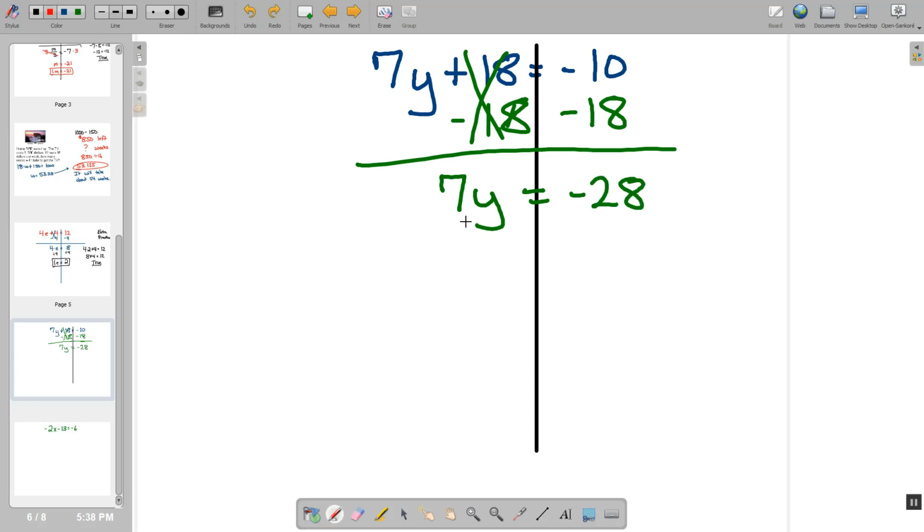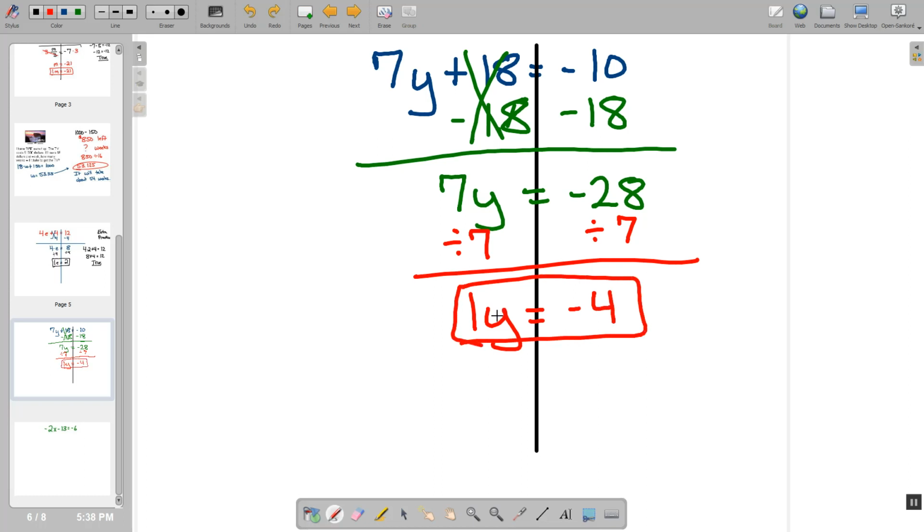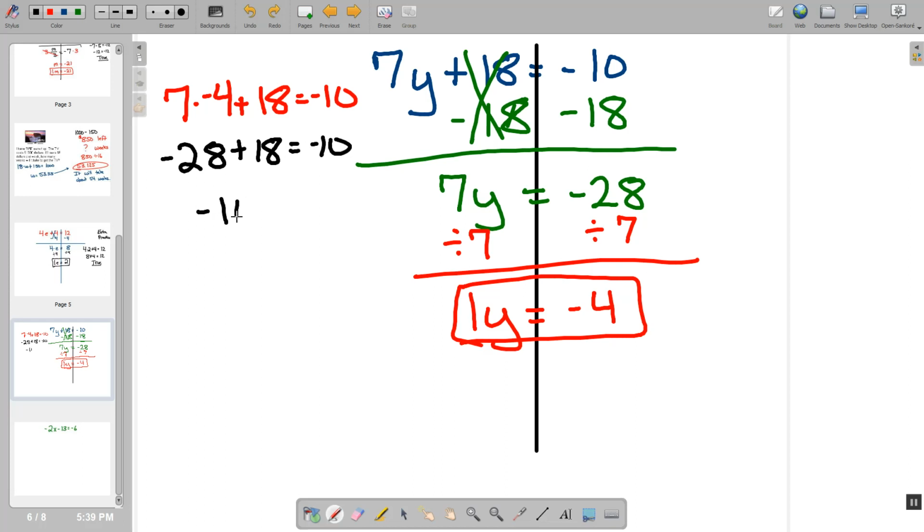Once again, what's on the same side as y? This time it's 7, so I'm going to divide both sides by 7, and I get 1y is equal to negative 4. Last step is always checking my answer. So I'm going to do 7 times negative 4 plus 18, and I'm hoping this is equal to negative 10 when I'm done. 7 times negative 4 is negative 28, plus 18 is equal to negative 10, and that is true. That gives me negative 10 is equal to negative 10, and so I'm done.